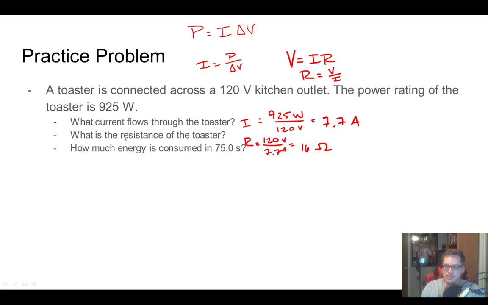It says how much energy is consumed in 75 seconds. Well, energy is in joules, so we need to solve for joules, and we know watts is equal to joules per second. So this is equal to 925 joules per second. If we can just cancel out the seconds, we're good to go. So we'll multiply this by our 75 seconds. Our seconds will cancel, and we'll just be left with joules. So we say 925 times 75.